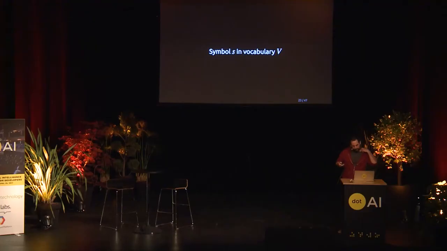And we will use the same notation. We will use the symbol S in a vocabulary V. So V is the set of all possible values, like the set of all possible item identifiers in your catalog, or the set of all possible words in the English language. So it's a very large collection of discrete symbols. Typically, the cardinality is in the 10,000s to several millions or sometimes billions.